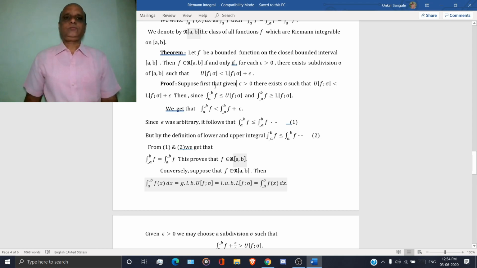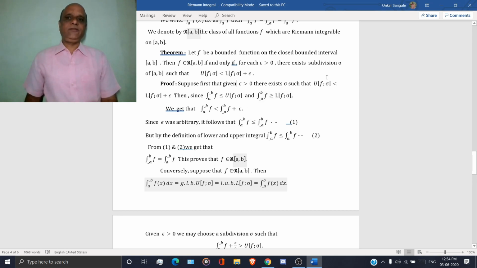Proof. First, suppose that epsilon is greater than 0, then there exists a subdivision sigma such that the upper sum for f corresponding to subdivision sigma is less than the lower sum for f corresponding to subdivision sigma plus epsilon. Then, since the upper integral a to b of f is less than the upper sum for the function corresponding to sigma, and by definition the lower integral a to b of f is greater than or equal to the lower sum for function f corresponding to subdivision sigma.